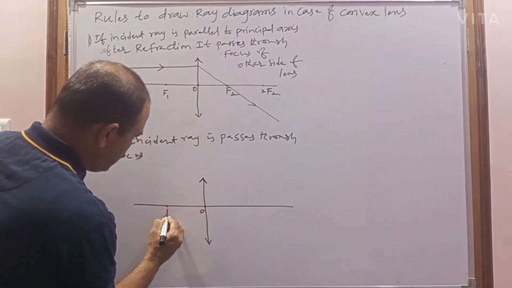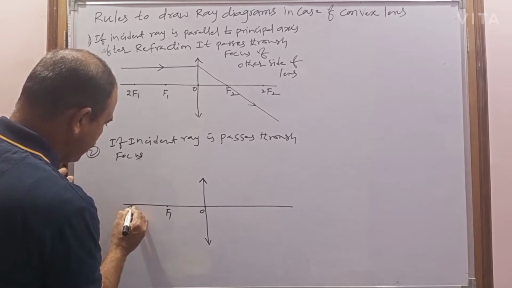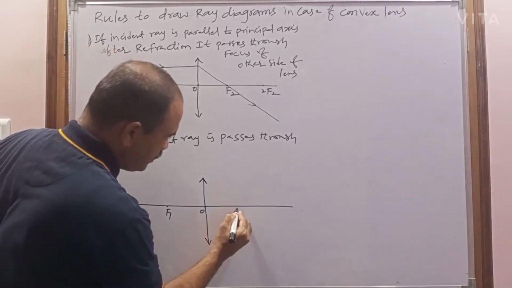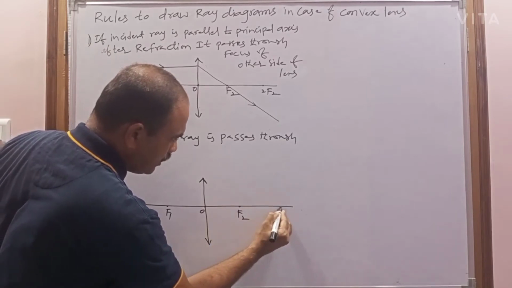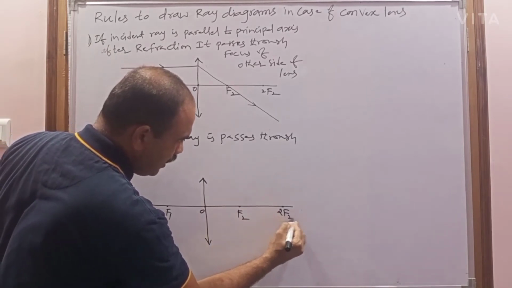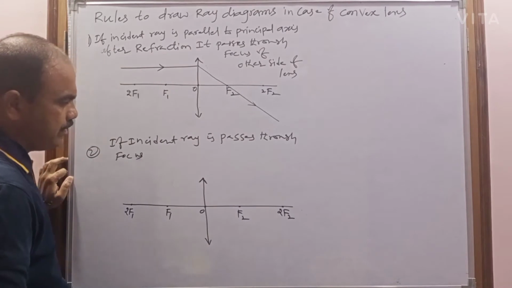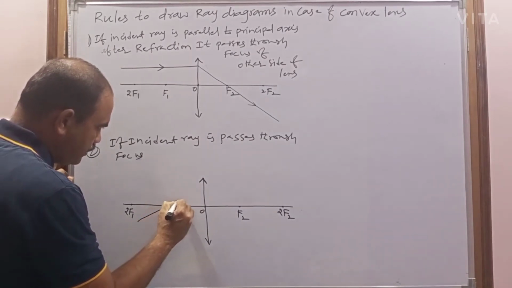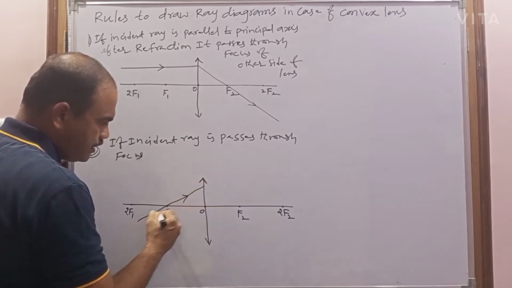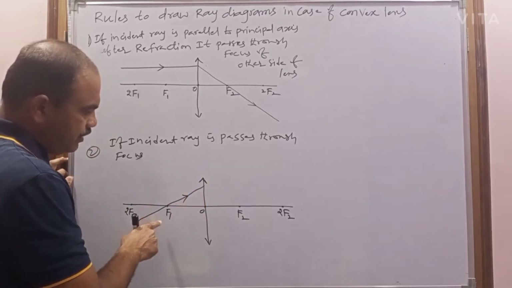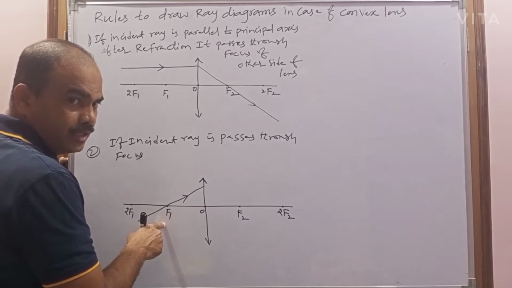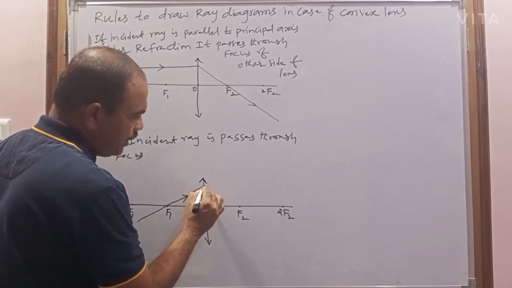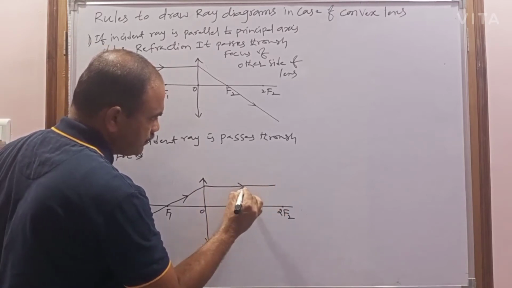Now consider this is F1 and this is 2F1. 2F1 can also be called C1, and this is F2 and this is 2F2. 2F2 is also called C2, the second center of curvature. Now let us imagine, this is the incident ray passing through the first focus. So after refraction, what happens? It is parallel to the principal axis.